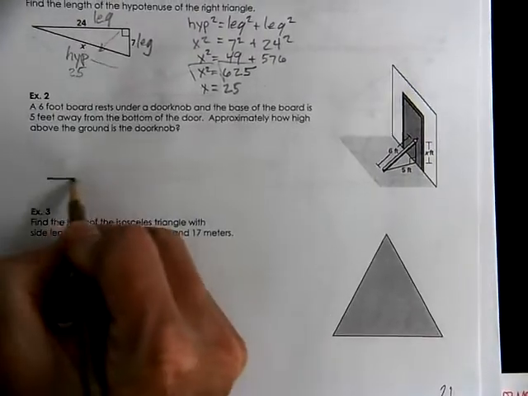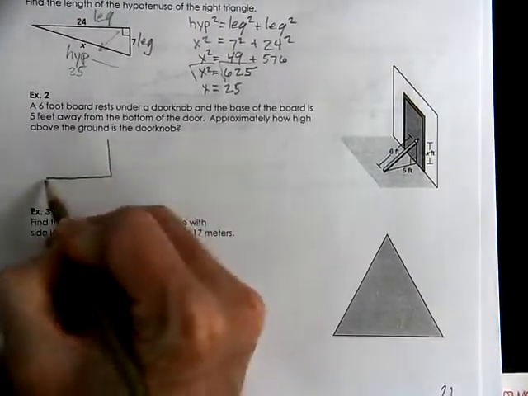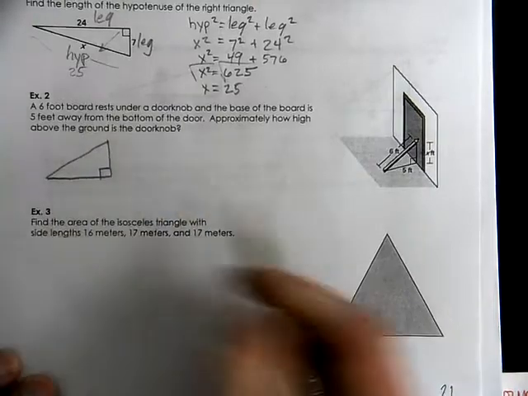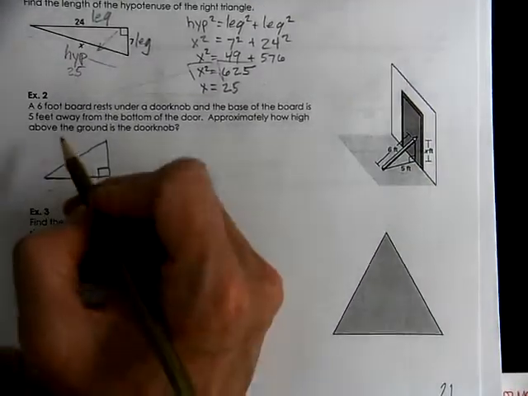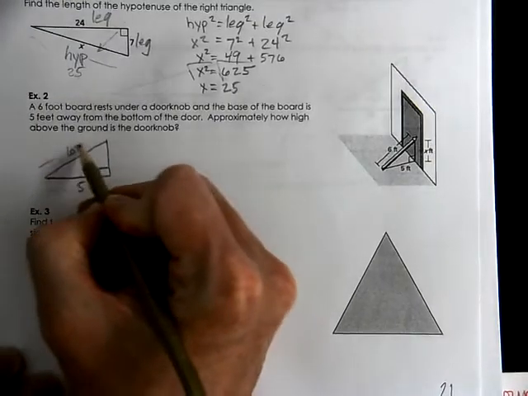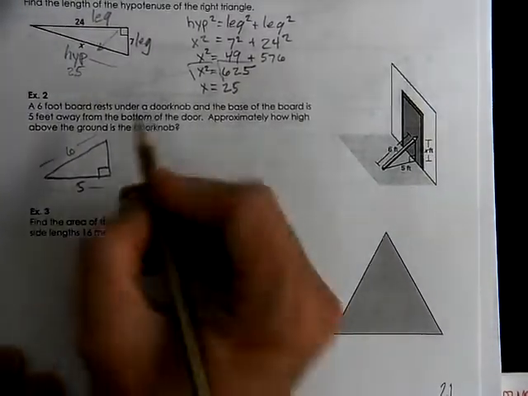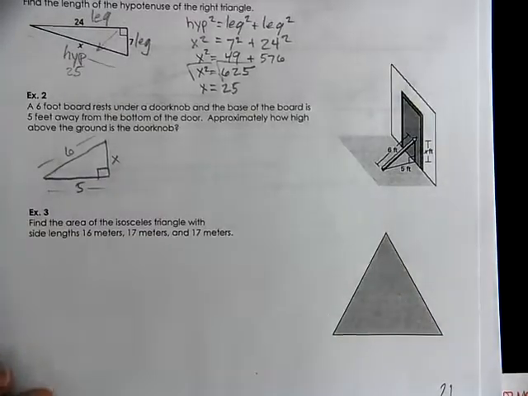So we have the board underneath the door handle. I'm going to redraw this right triangle. It has a right angle. We have 5 from the door. The board itself is 6. What we don't know is the height of the door handle.